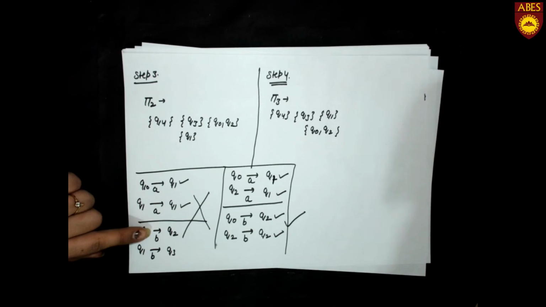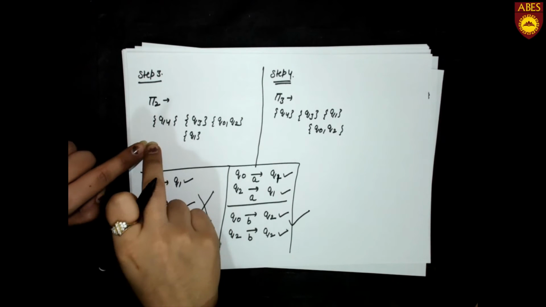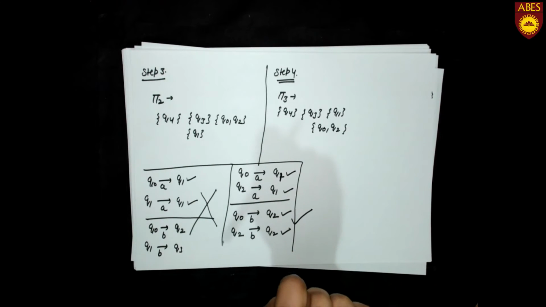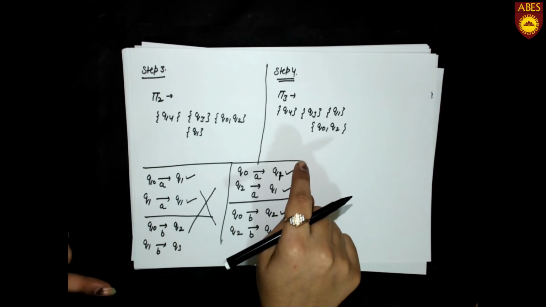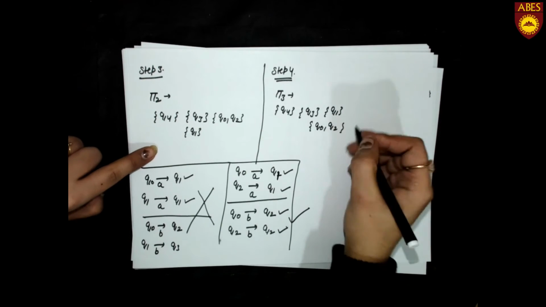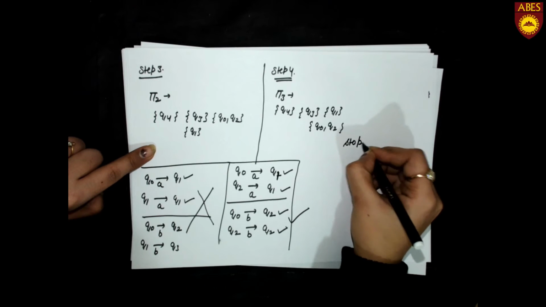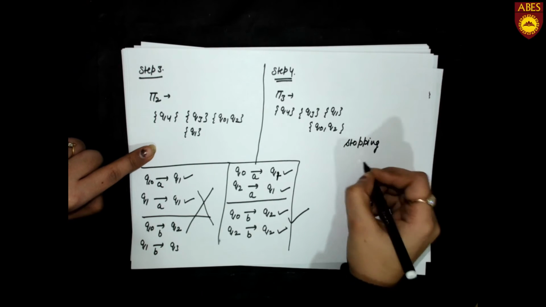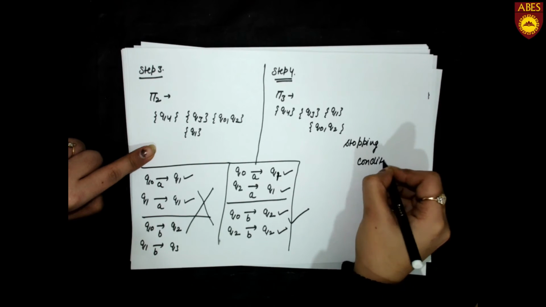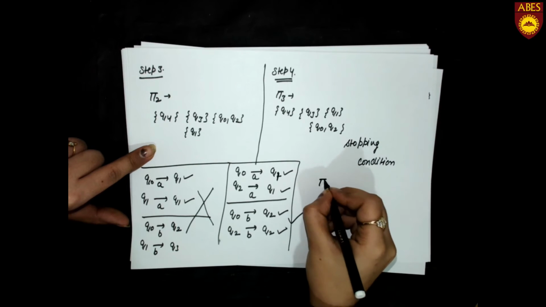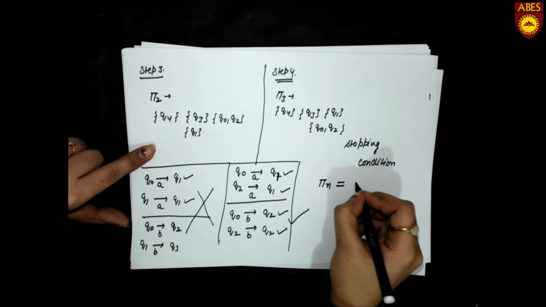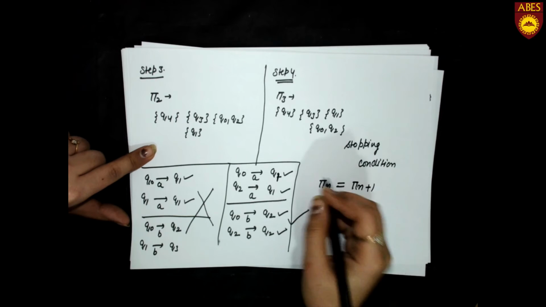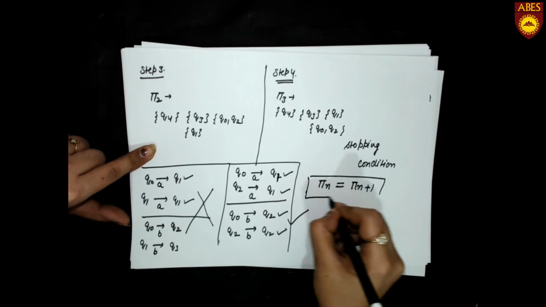Now you can see the output of step 3 and the output of step 4 are both the same. Fine. It means this is the stopping condition. The stopping condition is when the output of pi n is equal to pi n plus 1. So this is our stopping condition.